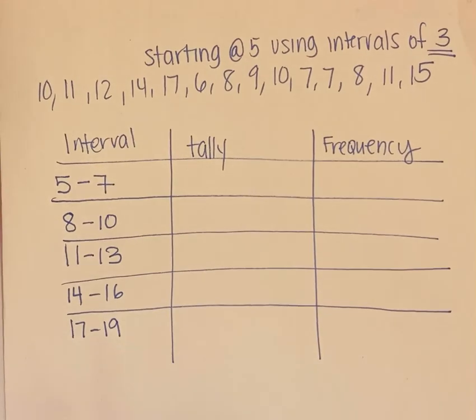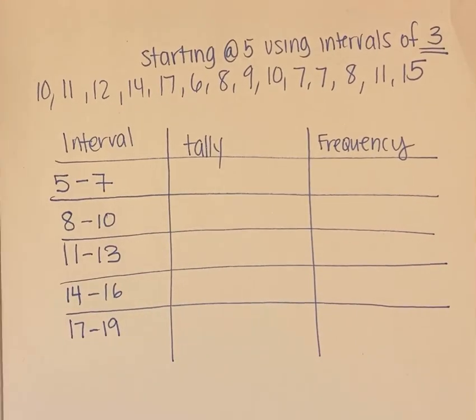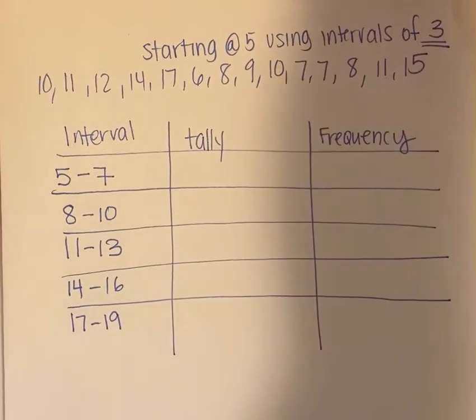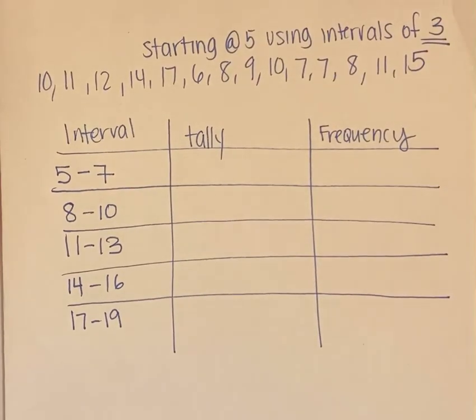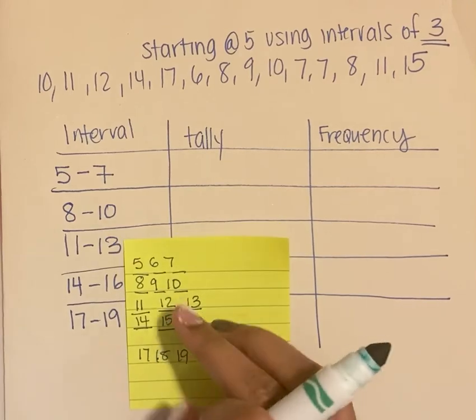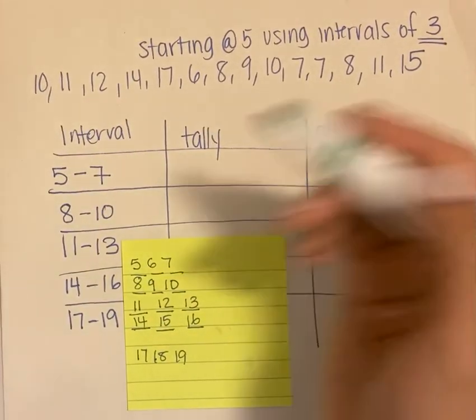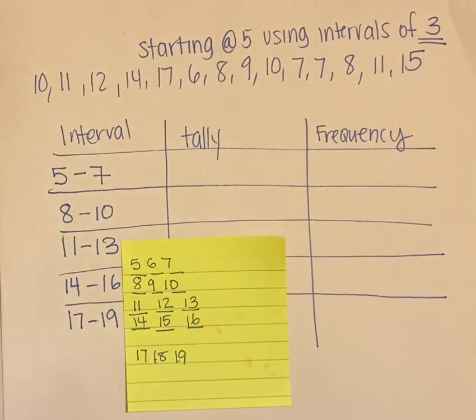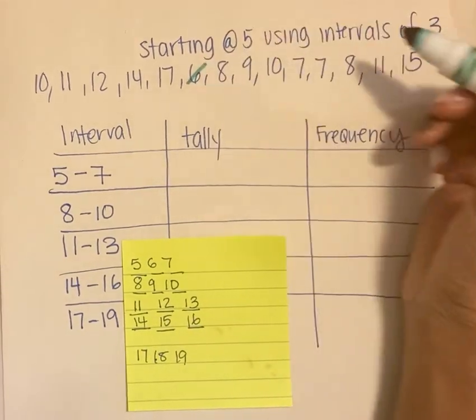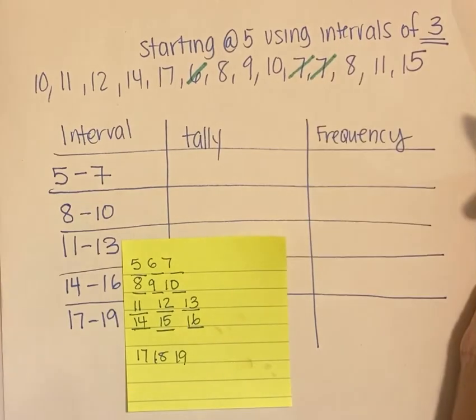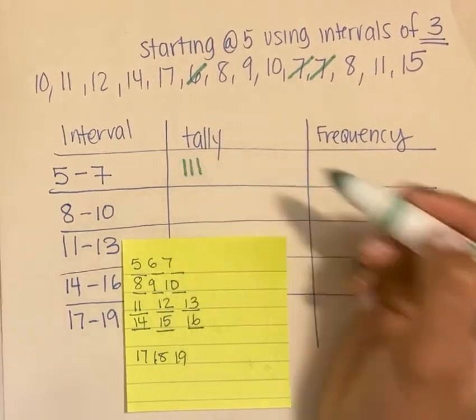And then I'm going to go through and start to cross off the values as I use them. So I'm just going to get another color. So 5 through 7, and I can go right back to my post-it, and that's 5, 6, and 7. So I'm going to go through my data and cross off all of the 5s, 6s, and 7s, but I'm going to count as I go. And so here's 1, 2, 3, and so I'm going to tally 3 marks.